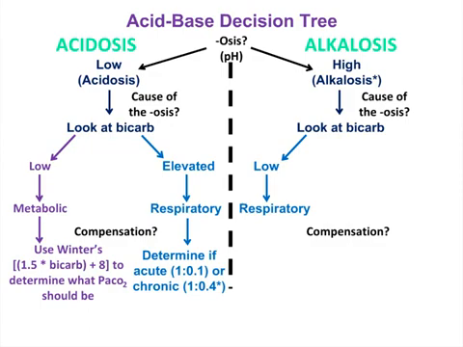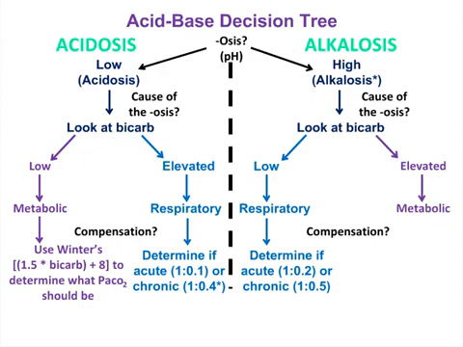Now I have to determine if it's acute or chronic. 1 to 0.2, 1 to 0.5 ratio. If I look at that bicarb and it's elevated, alkalosis, too much base, well, that makes sense. It's metabolic. Now I must compute what PCO2 should be. This is our Summers equation. PCO2 is going to increase 0.7 for every 1 milliequivalent increase in bicarb.